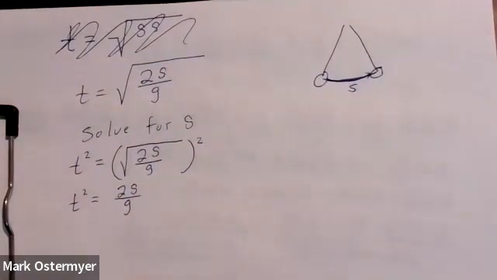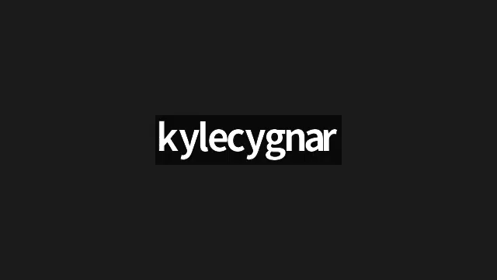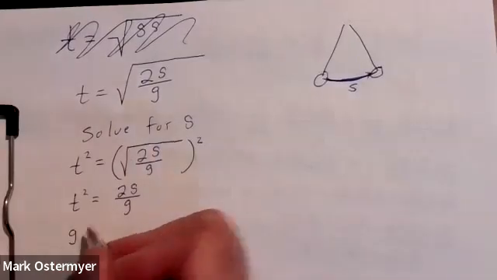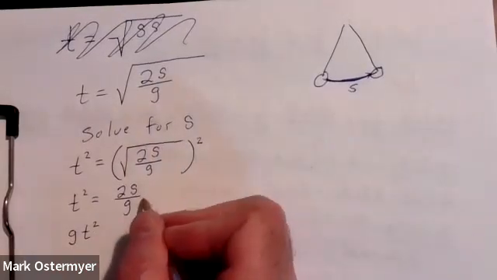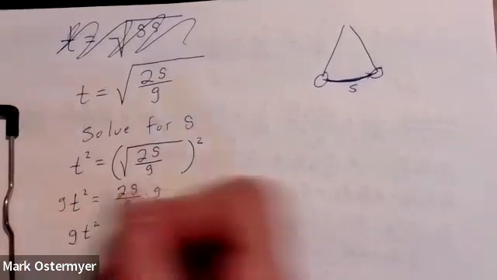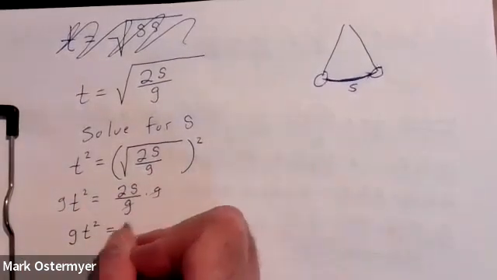All right, now how would I solve for S? Looking a lot better now. Now we got S out from underneath that radical. How would we solve for S? Multiply by G. Multiply both sides of the equation by G. And when you multiply the right side by G, of course, the G's drop, leaving you with 2S.